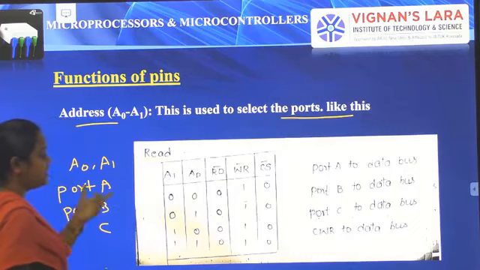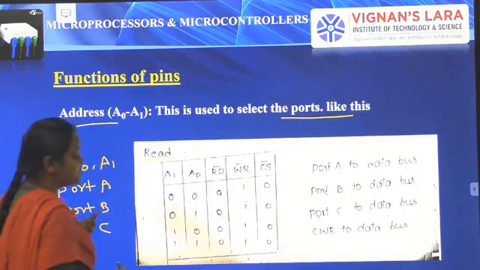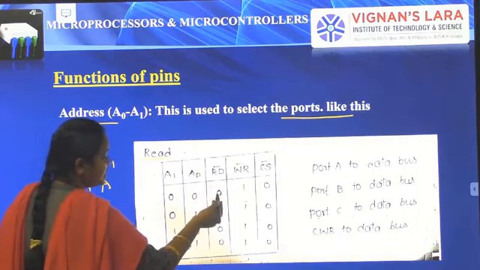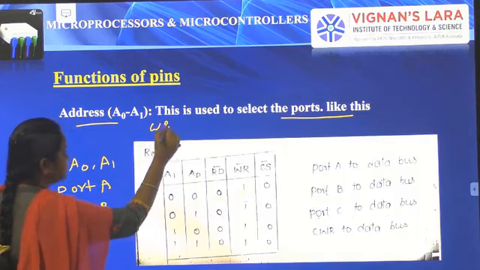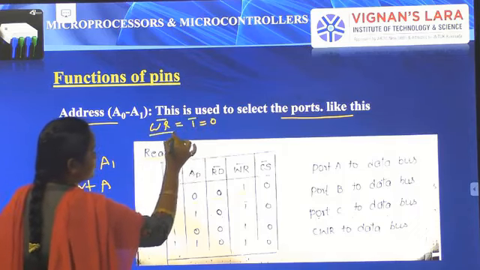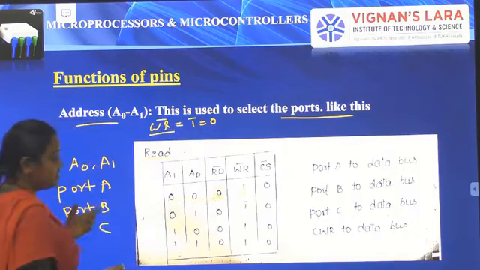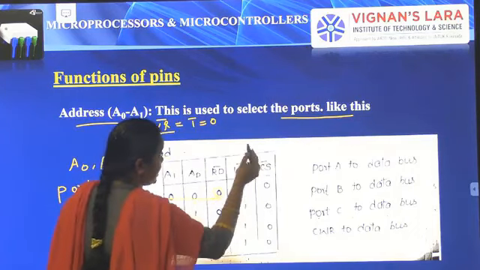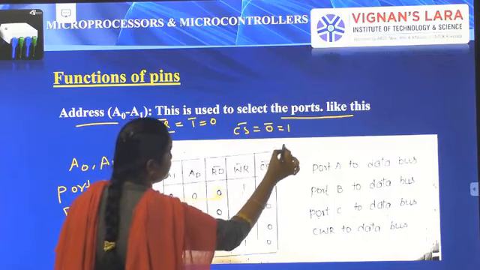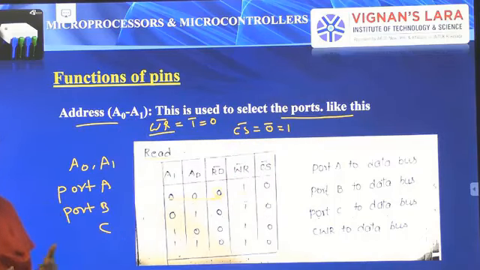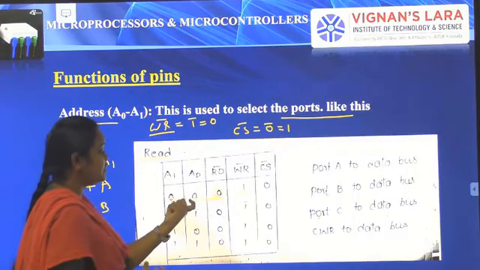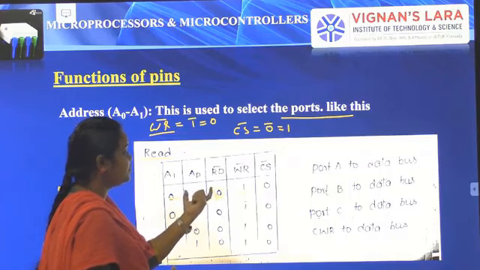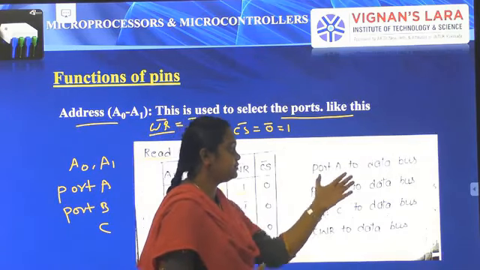Coming to the read operation, whenever A1, A0 is 0, 0, both are 0, RD bar is 0, that means the read operation is enabled. WR bar is 1, that means the write operation is not there. Only the read operation is going on with the logic 0, 0. And the chip select, CS bar equals 0, means the chip is selected and the 8255 is in operation mode. Whenever both are zeros, it is port A to the data bus.